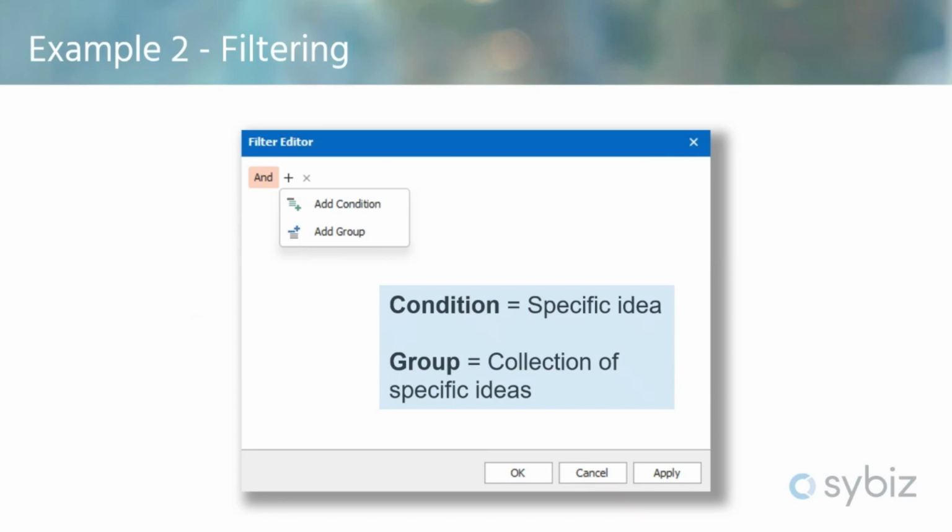So when you're presented with this, you're going to just see exactly this screen. It's going to say the word and, you're going to have this plus and a grayed out X. When you hit the plus, it's going to say add condition, add group. A condition is a specific idea. For example, base total is not equal to 0, whereas a group is a collection of ideas. So in regards to the and keyword, it might be that order customer is equal to a particular code, let's say X123, and base total is equal to 0.